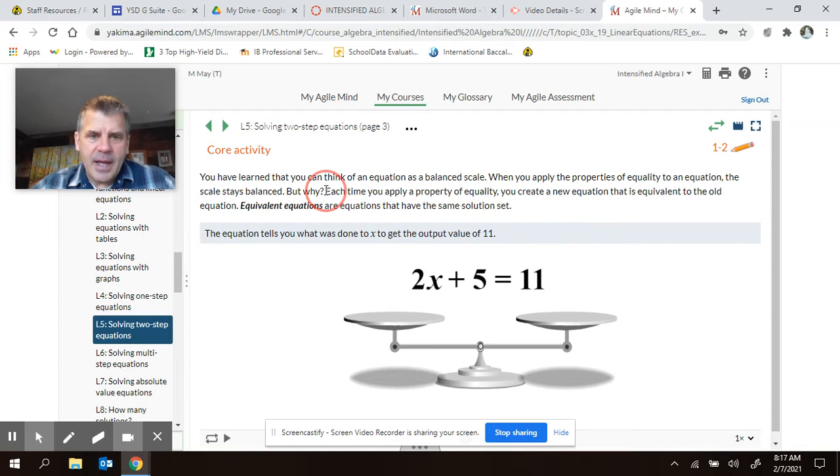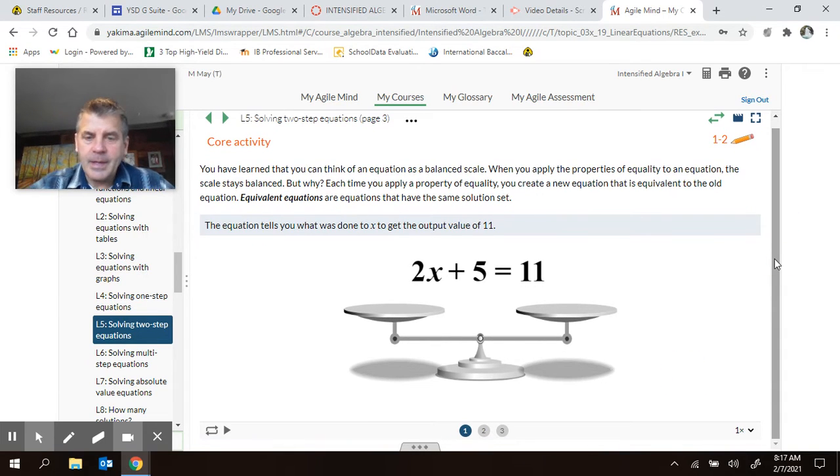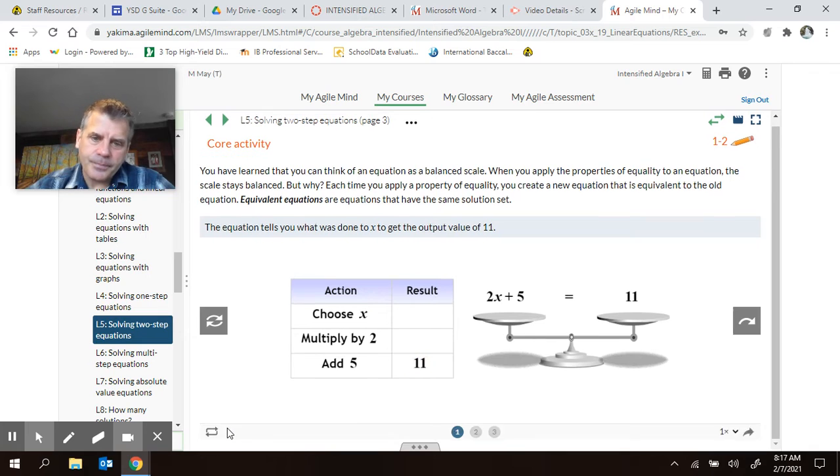So this equation tells you what was done to x to get the output value of 11. So we know that this 2x plus 5 on the left side is equivalent to that value of 11. They're showing you, in essence, what this left side is to get to that result of 11.